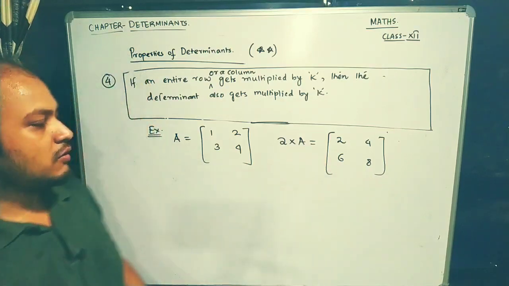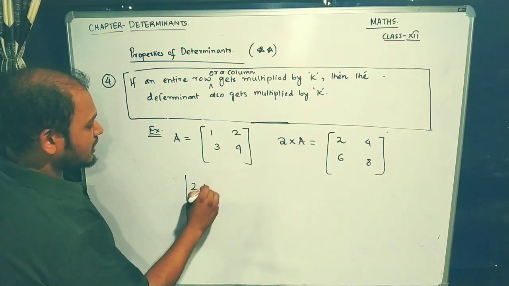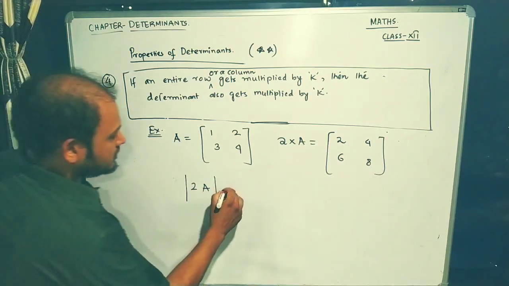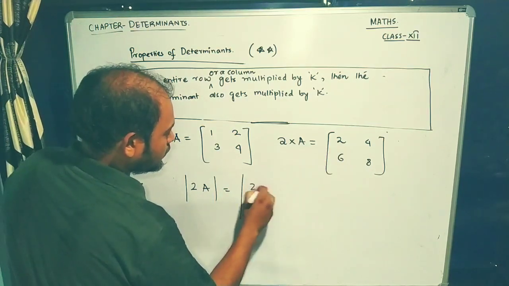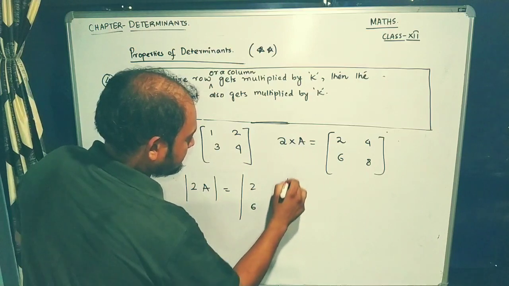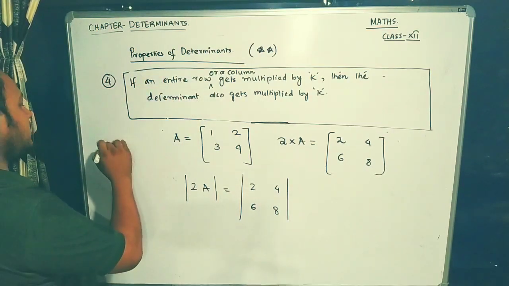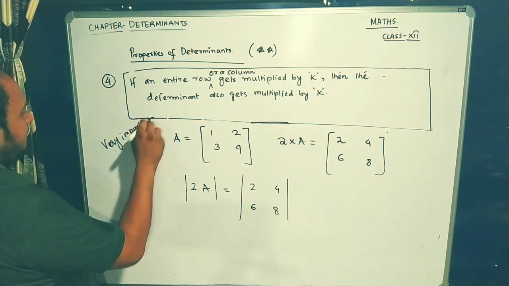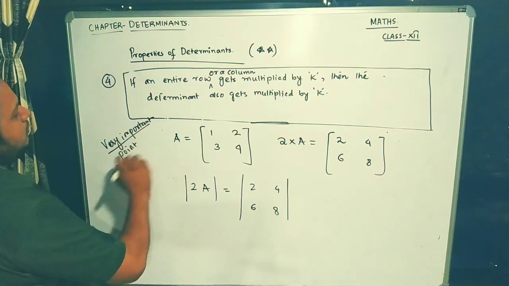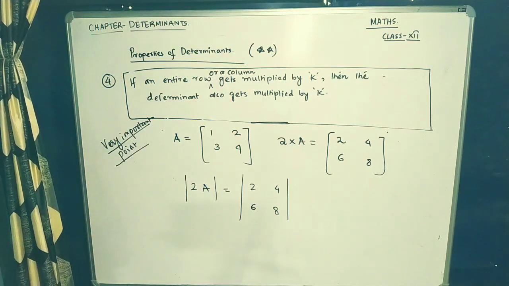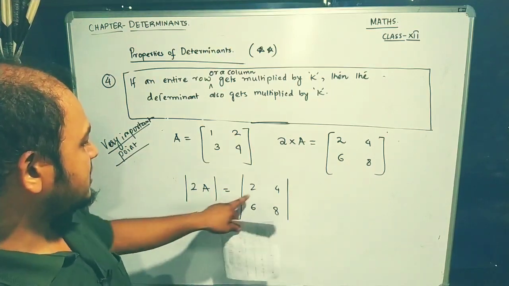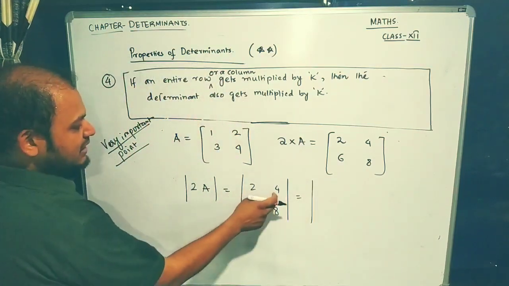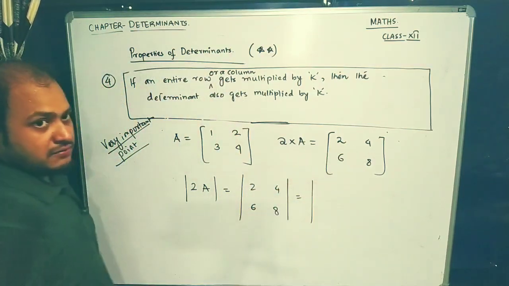Now what will happen if I say determinant of 2 times A? If I take the determinant of this matrix, we will see that this is the determinant of 2, 4, 6, 8. So this is a very important point. Keep this in mind. From property number 4, we have a very important point at this location. So determinant of twice A will be equal to determinant of this, and as you can see, every element gets multiplied by 2.